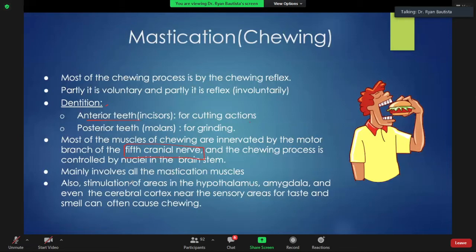Mainly it involves your mastication muscles, and it also stimulates the area of your hypothalamus, amygdala, and cerebral cortex near the sensory area of taste and smell, which often causes your chewing. That's why when you see food and you start salivating, it triggers your cephalic phase. And sometimes you go like this, right? Even if the food is not reaching your mouth yet.